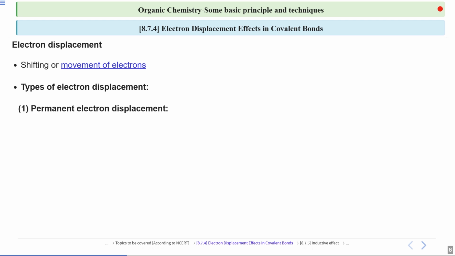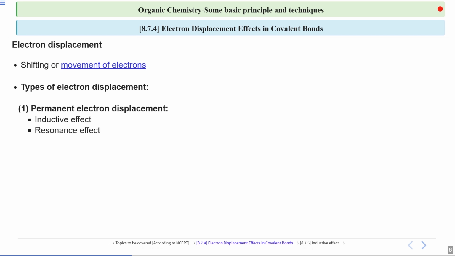On the basis of their existence, we have two types of electron displacement. The first one is permanent electron displacement, which is always present in a molecule irrespective of the given condition. The first type of permanent electron displacement is the inductive effect. So we will study this today.